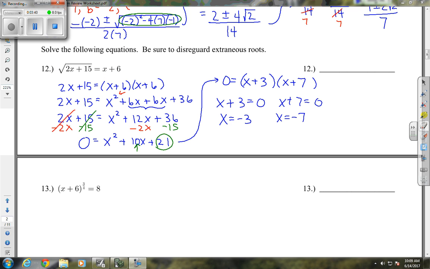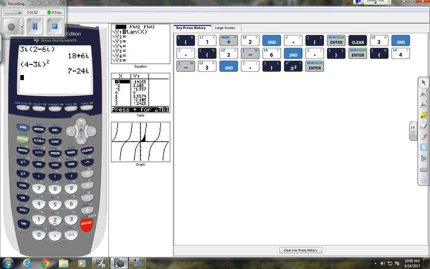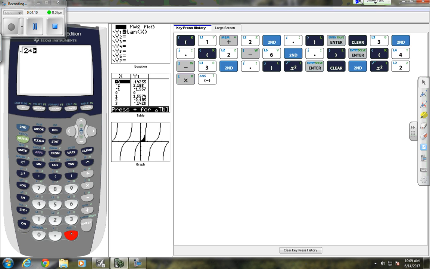I want to check both x equals -3 and x equals -7 by substitution in the original equation. So on the left side, notice we have square root of 2x plus 15. I'm simply going to type that into my calculator and let it do all the work. So we have the square root of 2 times -3. Now, make sure that you use this little negative button in the bottom, not the minus operation. Okay? That can give you a syntax error. 2 times -3 plus 15. So the value on the left side is 3.